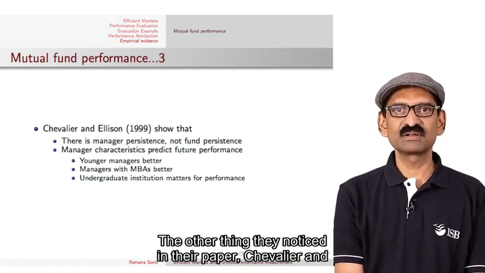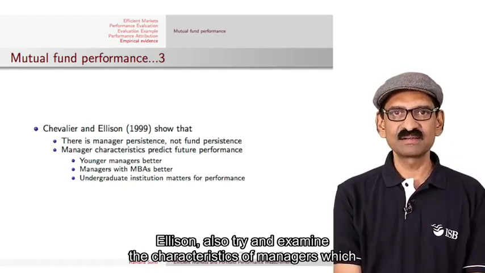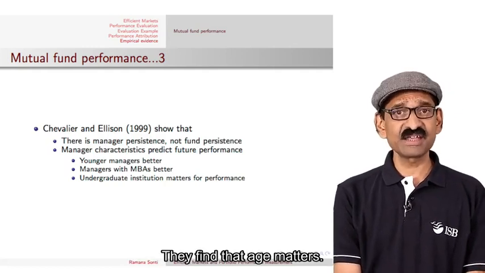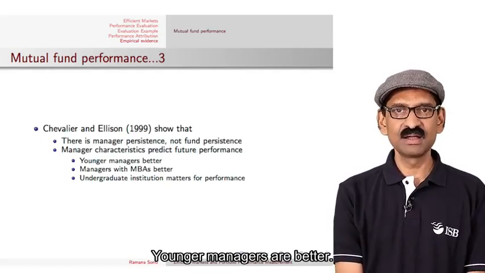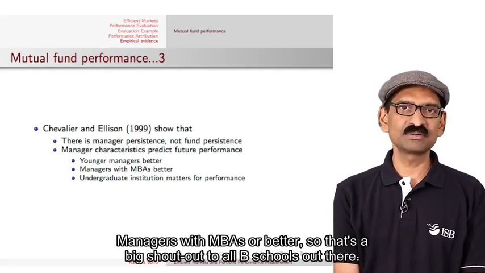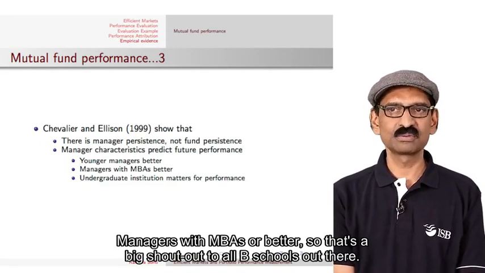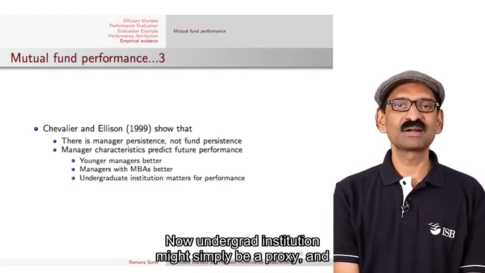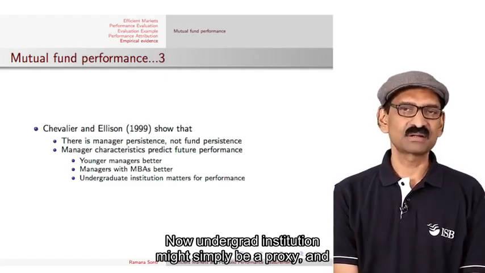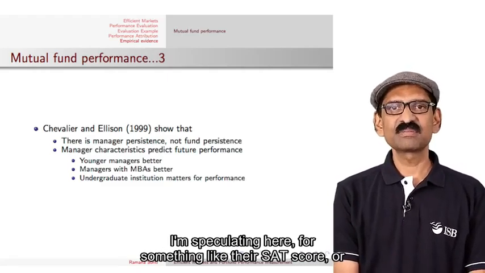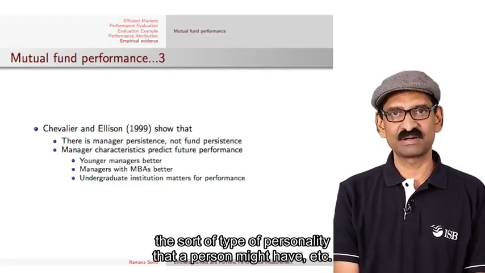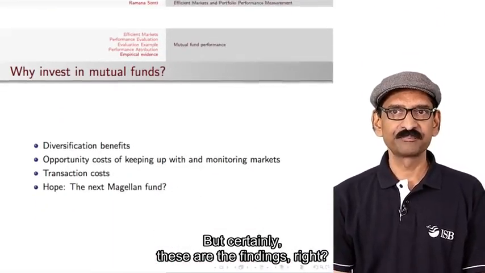The other thing they notice in their paper, Chevalier and Ellison, is they also try to examine the characteristics of managers which make them better mutual fund managers. They find that age matters, younger managers are better, managers with MBAs are better, so that's a big shout out to all B schools out there. And they also find that undergrad institution matters. Now, undergrad institution might simply be a proxy, and I'm speculating here, for something like the SAT score or the type of personality that a person might have, etc. But certainly these are the findings, right?